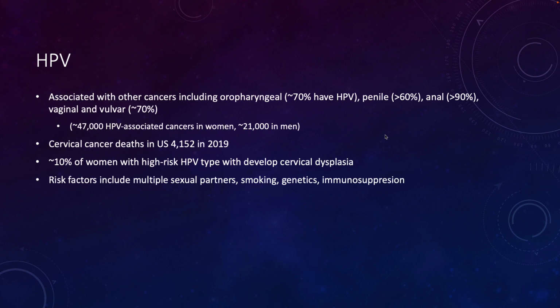Risk factors include multiple sexual partners. The more people you're having sex with, the more potential there is for exposure to various sexually transmitted infections, particularly if you're not engaged in safe sexual practices. Smoking, that can lead to the predisposition for oropharyngeal HPV. Genetics, some people just don't have the best genetics when it comes to stopping abnormal cell replication. And of course, immunosuppression. If your immune system can't keep those virally infected cells in control, that can lead to cancer development.